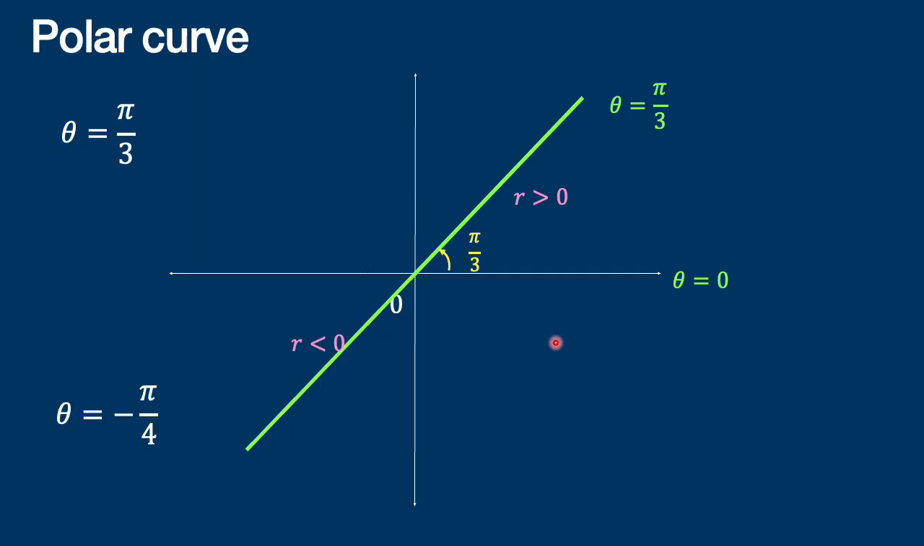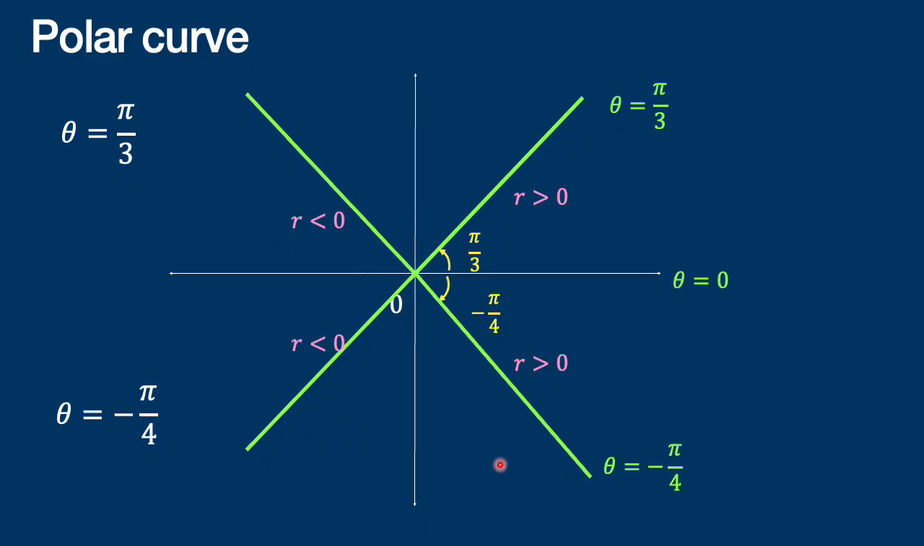Another example is theta is negative pi over 4. That's a negative angle, clockwise. You sketch theta is negative pi over 4 with r positive in the fourth quadrant, draw the line, any point on this line. But when we consider r negative, rotate this line 180 degrees to the other side, that's r negative. This line represents theta is negative pi over 4.